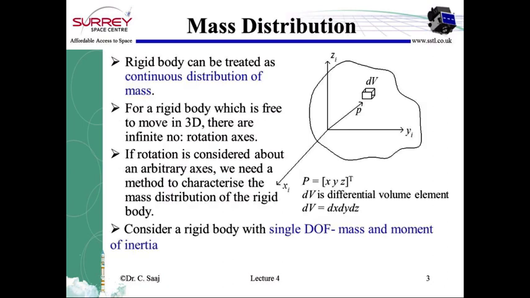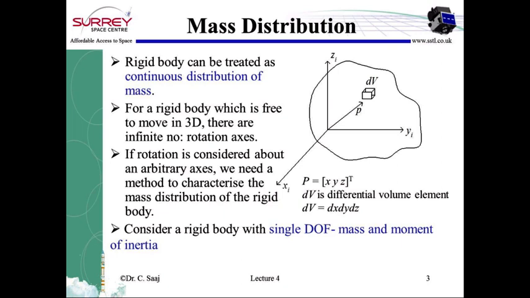Let's start with mass distribution. So let's consider a rigid body. A rigid body can be treated as a collection of n-point masses. Therefore, we can say that a rigid body is nothing but a continuous distribution of mass.